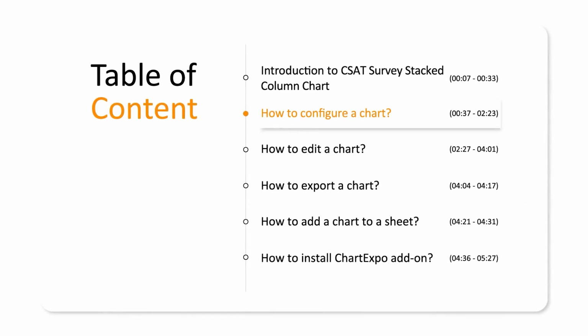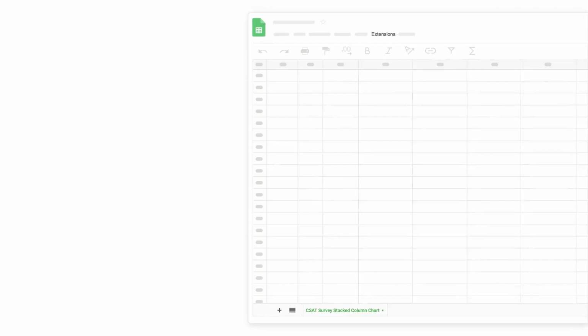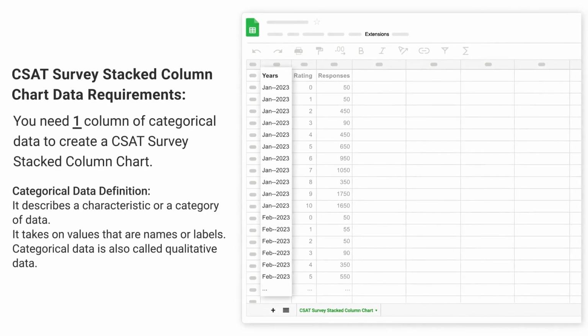How to configure a chart. CSAT Survey Stacked Column chart data requirements. You need one column of categorical data to create a CSAT Survey Stacked Column chart. Categorical data definition: it describes a characteristic or a category of data. It takes on values that are names or labels. Categorical data is also called qualitative data.